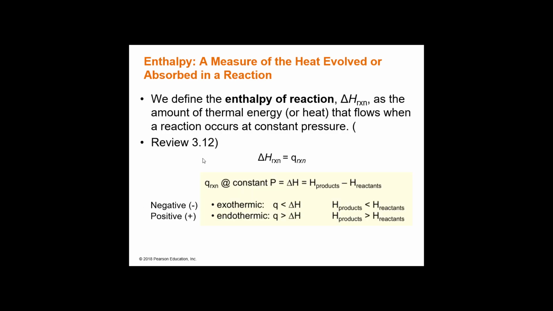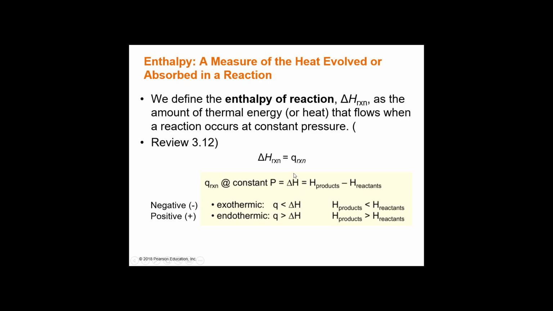Okay, so enthalpy is H, and we put a delta, so it's a change in heat in a reaction. We define the enthalpy of reaction, delta H, as the amount of thermal energy or heat that flows when a reaction occurs at constant pressure. Again, review 3.2. At constant pressure, that also means Q. Q is the heat. If you remember specific heat values, we would use Q to determine the heat exchanged from one system to a surrounding. So at constant pressure, delta H equals Q.